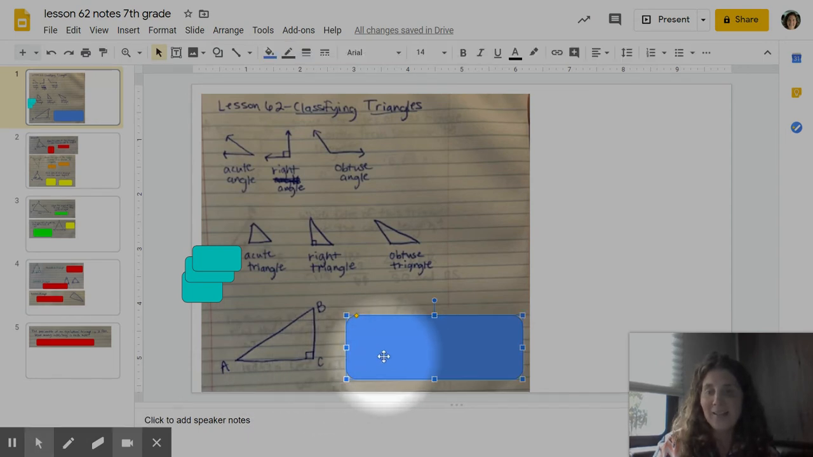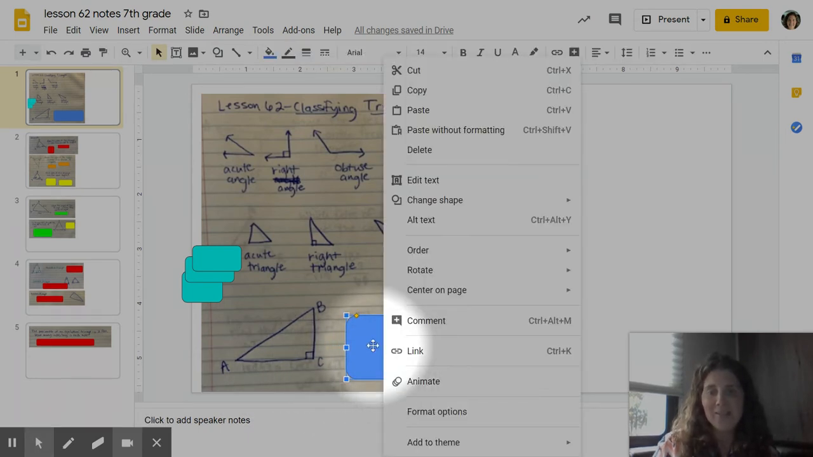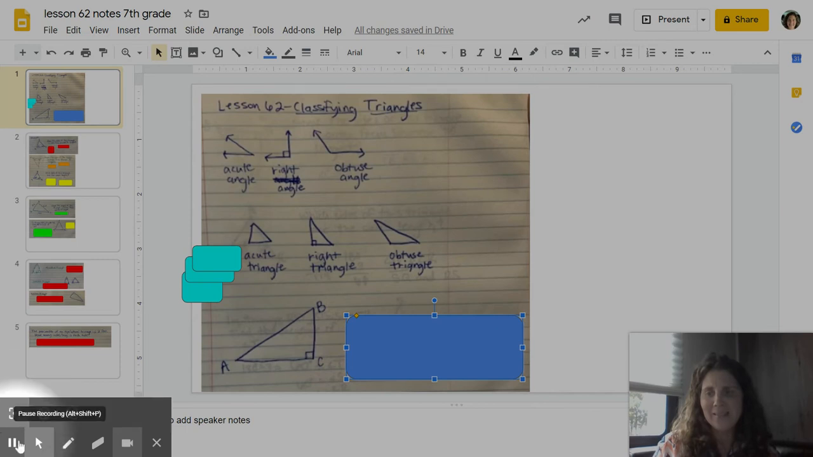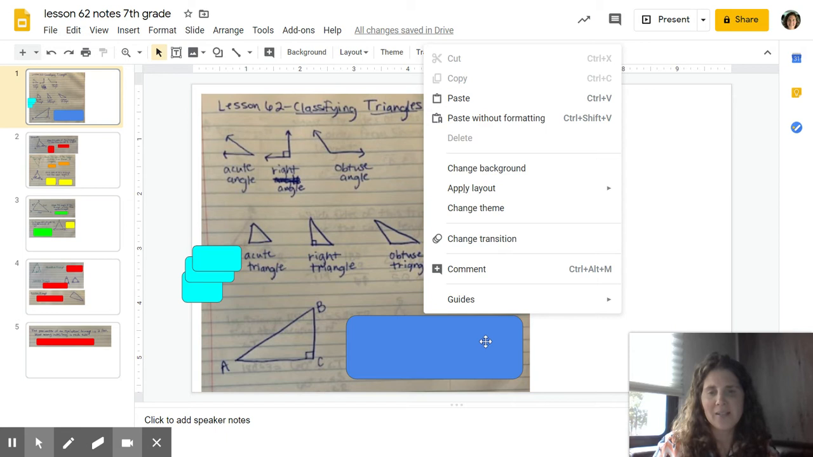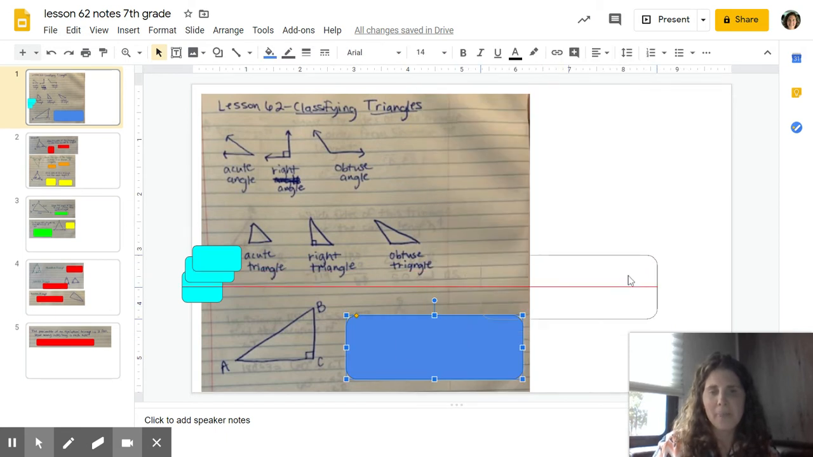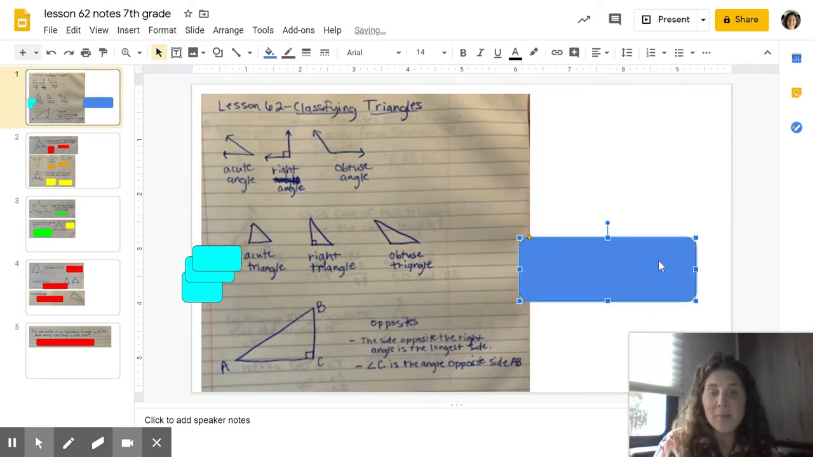Again, I gotta figure this out. I'm sorry. Here, I think that's right. There. So these are just a couple of opposites of each other. The angle and the side opposite it are in a relationship.